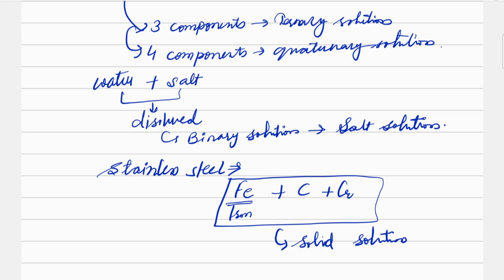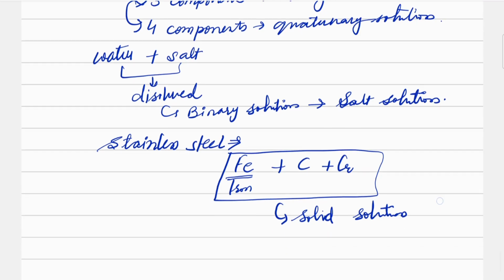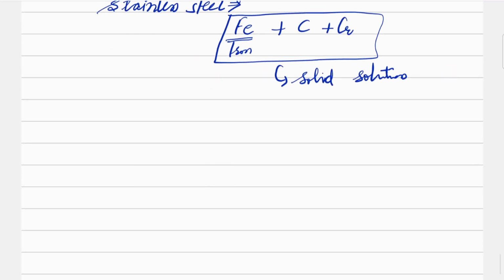So that solid solution, once again, if three components are there, then it is ternary, if four, then quaternary. Like this they have different stainless steels. So this is one thing. Now you can take other examples also. This is also known as an alloy.